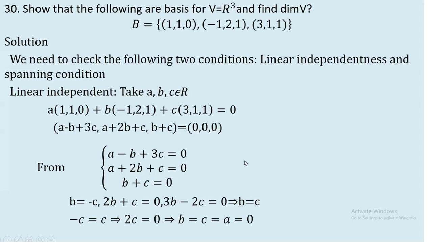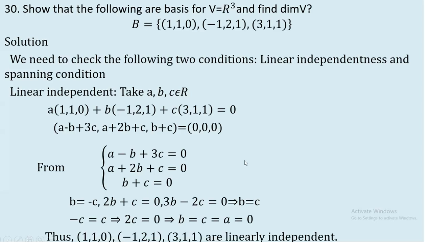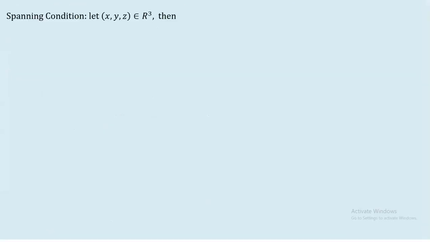Now what comes next is the case of the spanning condition. Okay, the spanning condition is going to happen. So let me show you that. The spanning condition is going to be considered like this. Take an arbitrary element from R cubed. Now, can we obtain this element (x, y, z) by taking the linear combination with coefficients a, b, c using these three given components?